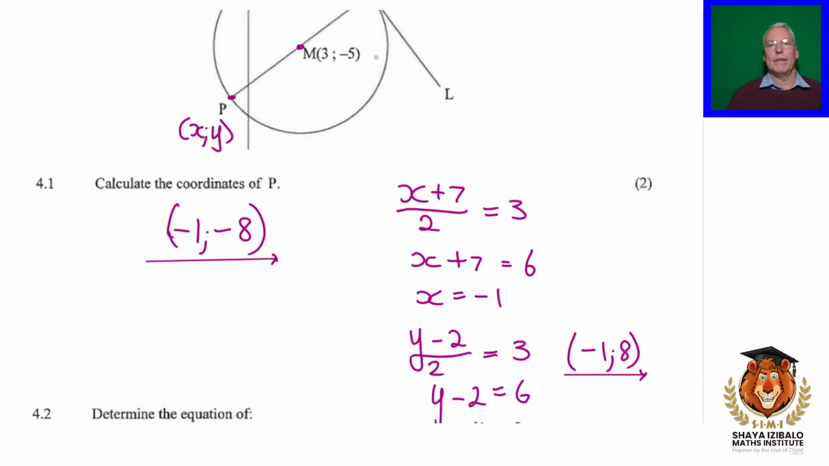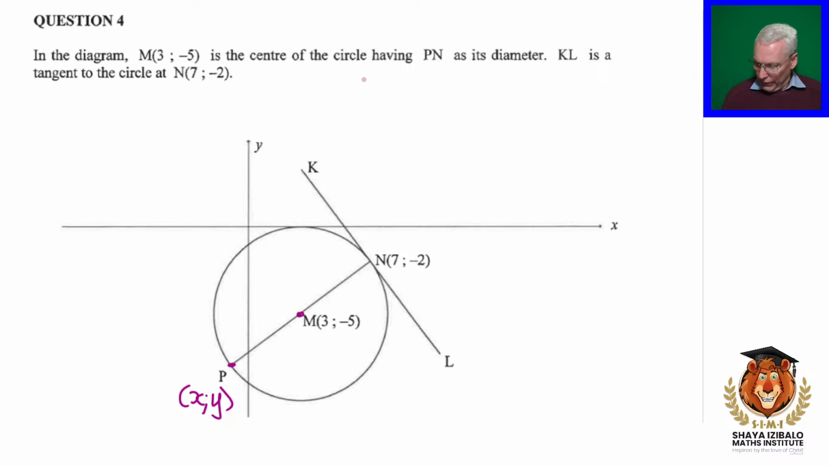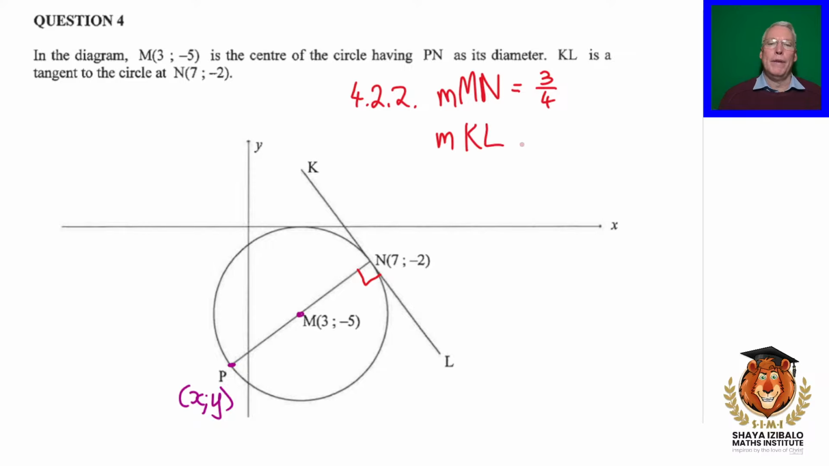Now KL is the equation of the tangent. And this is a very, very standard idea. I'm going to write this answer up here. So this is the answer for 4.2.2, just so we can see what we're doing. The first thing we're going to observe is that this is a right angle. So we can work out the gradient of MN. We're rising 3 and we're running across 4. So therefore the gradient of KL will be negative 4 over 3. We can just write radius perpendicular to tangent. We need to explain how we've worked out that gradient of KL.